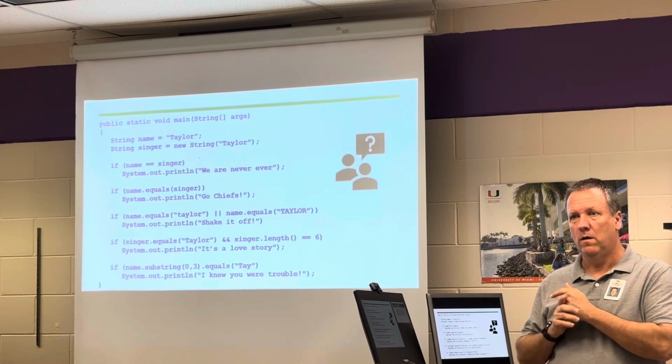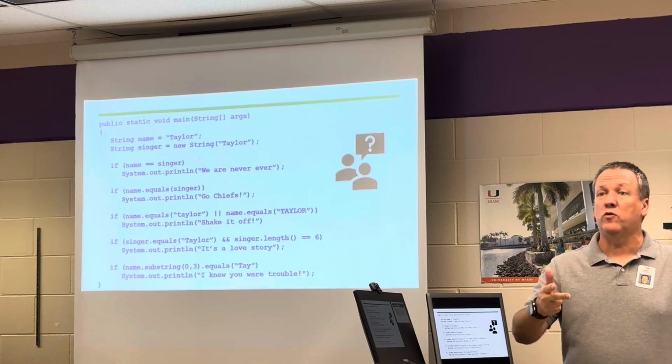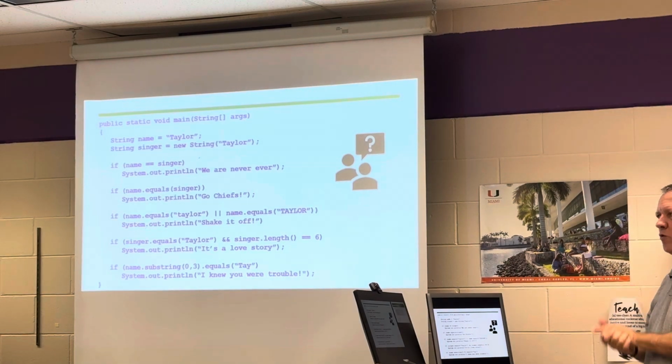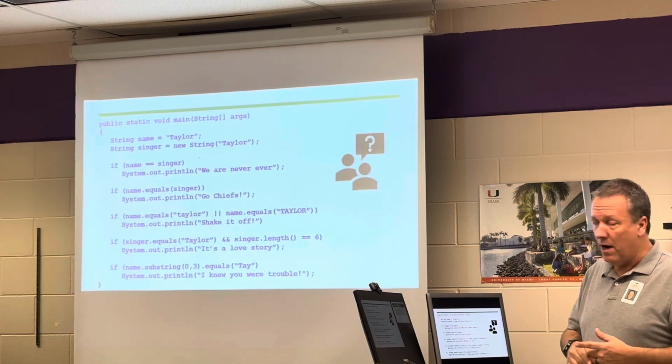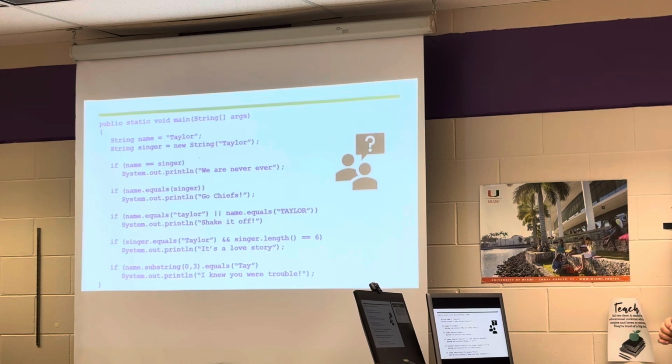So if it was integers, that's a different story. Ints, booleans, doubles, we always use double equal sign, that'd be fine. But for strings and really any object, we would use a dot equals method for that. So does it print go Chiefs? Yes, that is because you use dot equals.